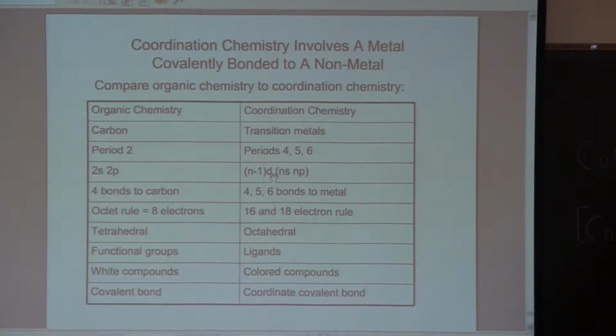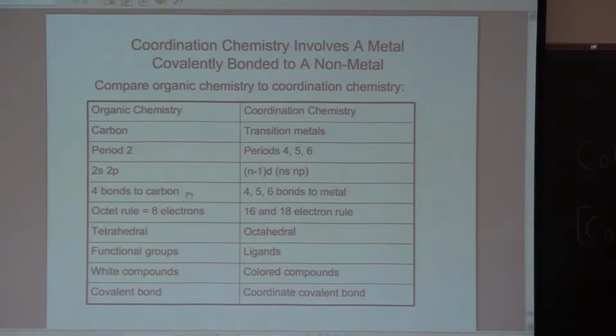Now, it turns out that these d atomic orbitals often are empty. Since they're empty, that means that those 2 electrons in the lone pair from the nonmetal can bond to that empty orbital, or can overlap with that empty orbital in that transition metal.